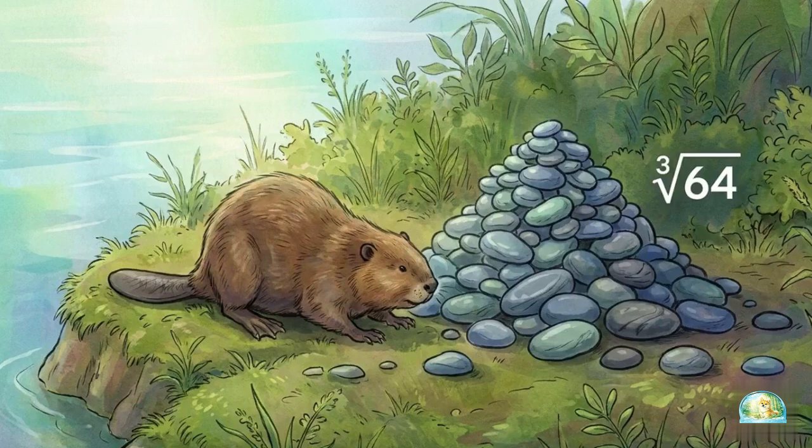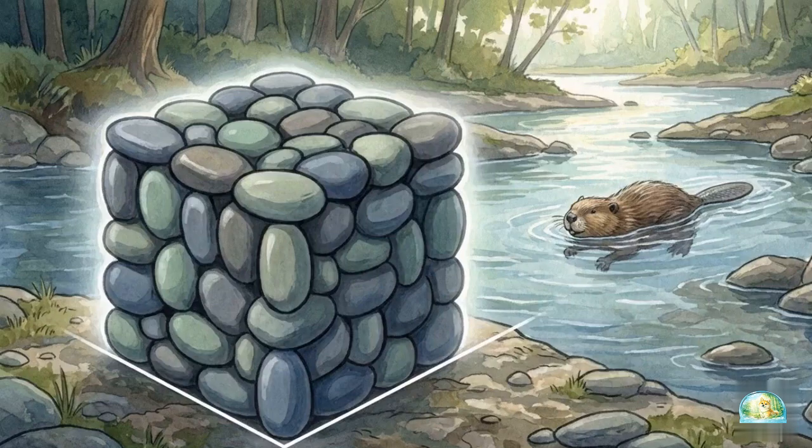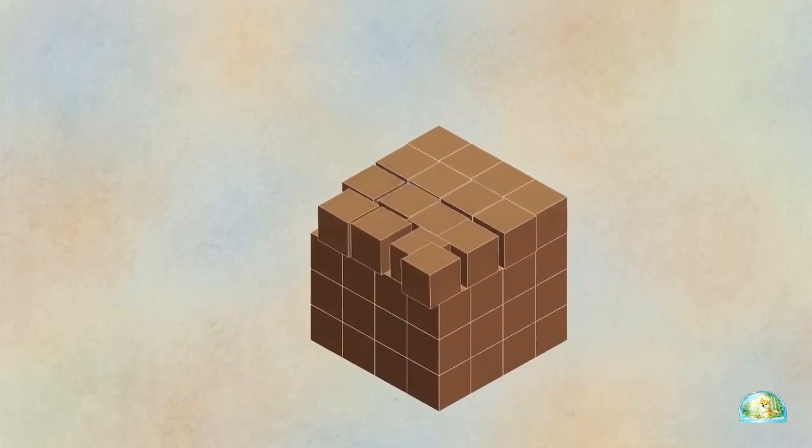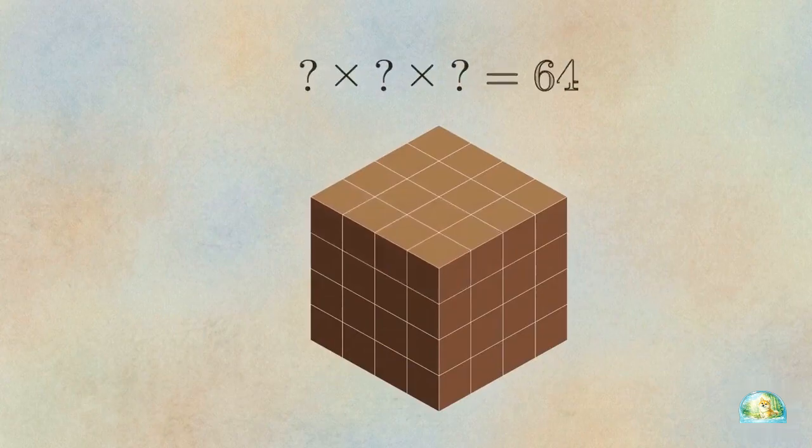Next, let's expand into 3 dimensions and evaluate the cube root of 64. Cube roots undo cubing operations. Instead of a flat area, we are looking for the base measurement of a 3-dimensional shape. This diagram illustrates our pebble pile becoming a perfect volume. Pause the video for a moment and try to recall which number multiplied by itself 3 times equals 64.